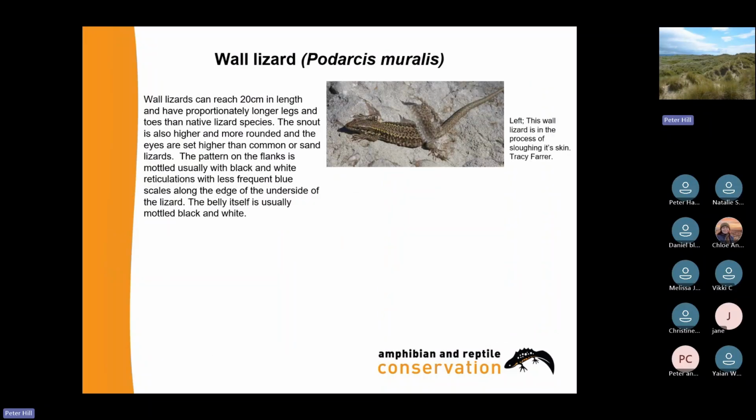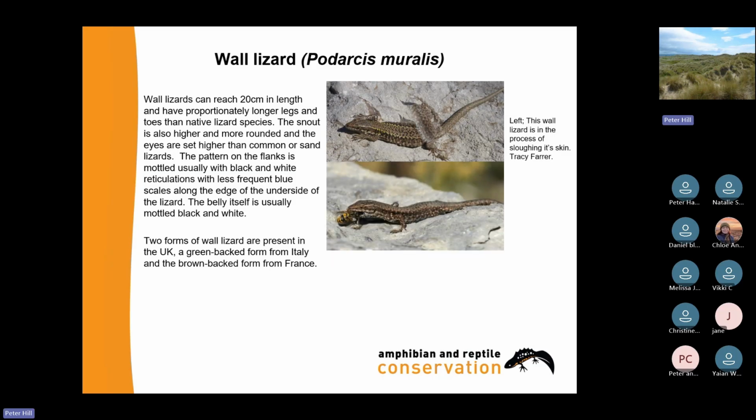So the wall lizard, that's the non-native lizard species you're most likely to encounter. There's an established colony on the Gower. It's been there since the 50s, and there are occasional sightings elsewhere. There's been sightings in the Vale of Glamorgan recently, but we haven't confirmed whether they're breeding. I also managed to capture an animal from Ceredigion 2 years ago, just an individual that had been released by the looks of it.